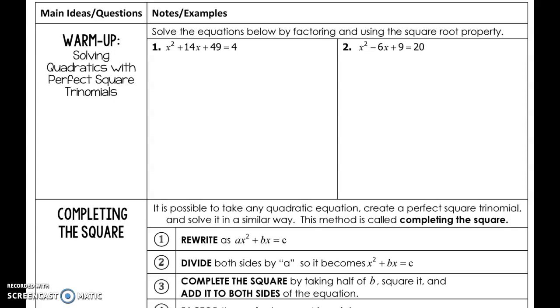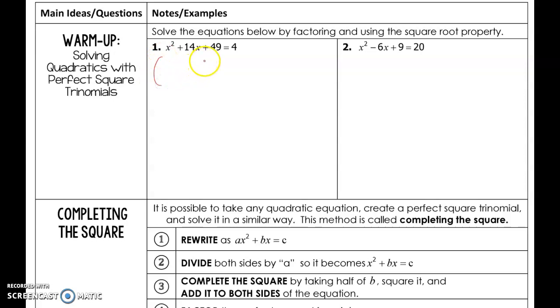Alright guys, today I'm going to be going over completing the square. Before I begin, I just want to do a quick review of solving by factoring, or using the square roots actually. So I'm going to just do what it says. It says solve the equations by factoring and then using the square root.